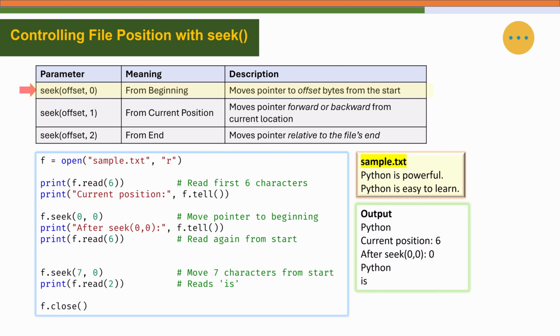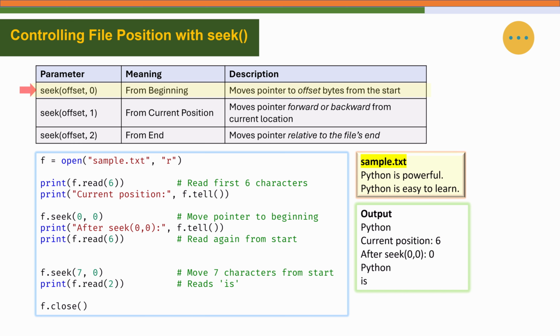The syntax is simple: f.seek, and you pass the offset and then the second argument, which is from. Here offset is how many bytes you want to move, and from tells Python where to start counting from. There are three possible values for from. 0 means start counting from the beginning of the file. So f.seek(0, 0) moves the pointer right back to the start.